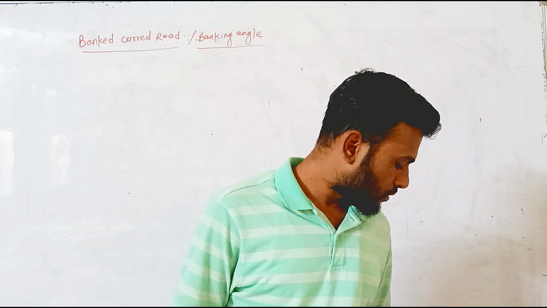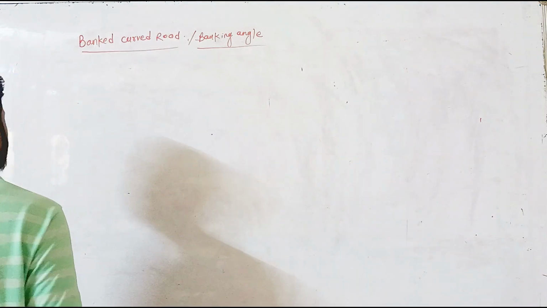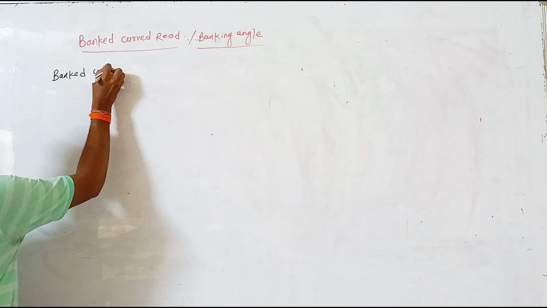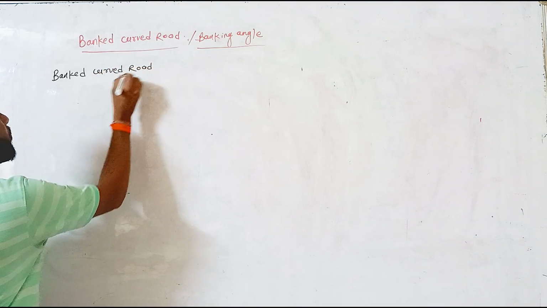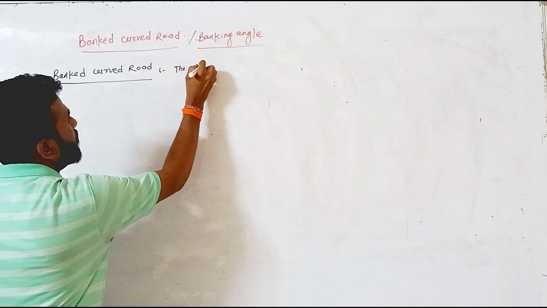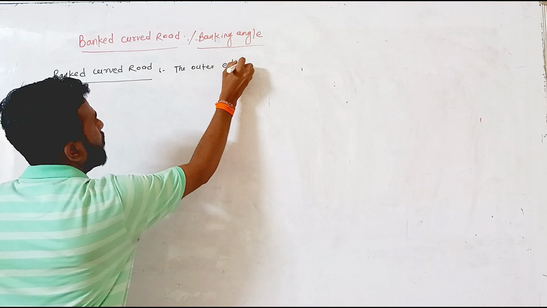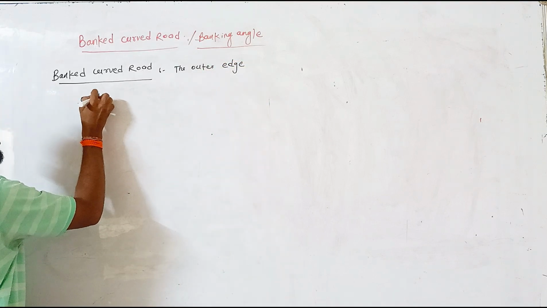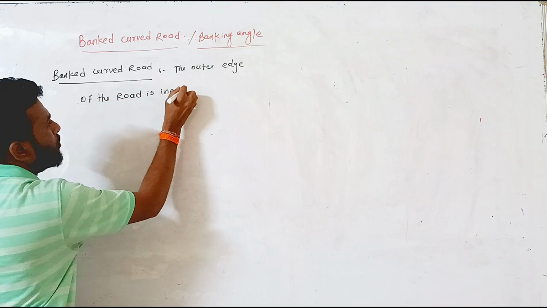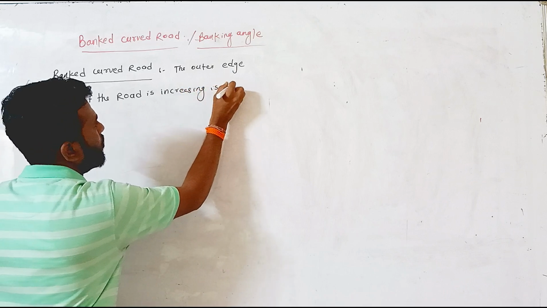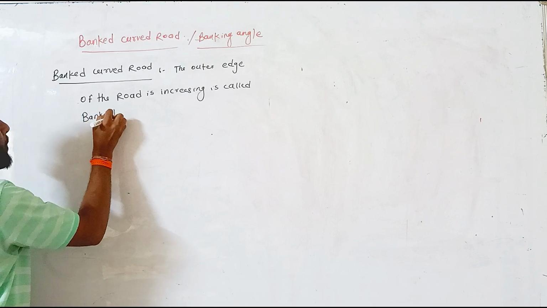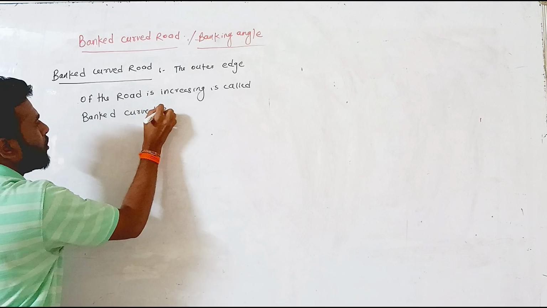So first of all, we write the definition of a banked curve road. The outer edge of the road is raised, and this is called the banking angle or banked curved road.